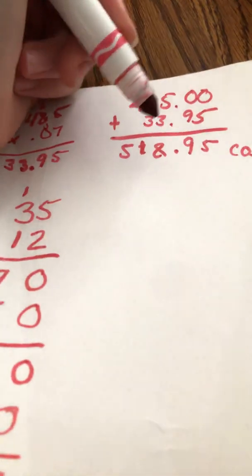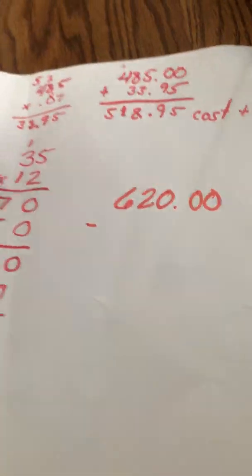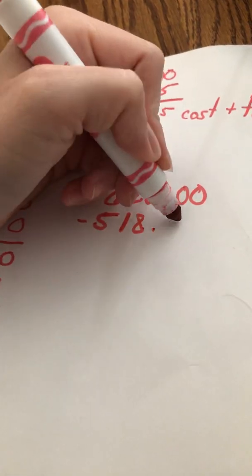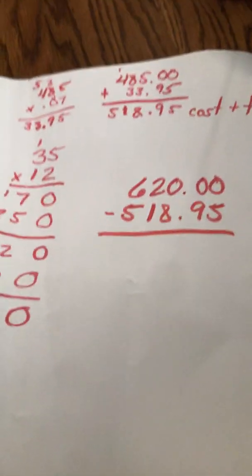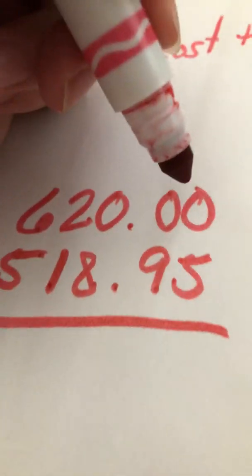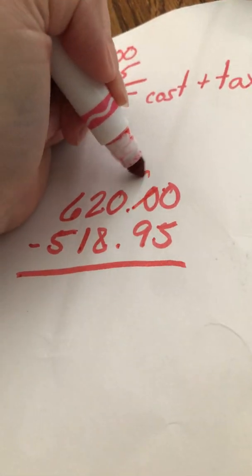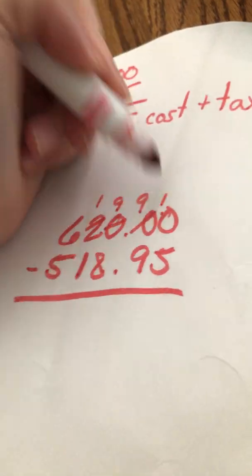And then we need to subtract the total cost and tax to see how much of that was interest. So 620.00, take away $518.95. So we can't do 0 minus 5, so we borrow, turning this to a 9, turning that to a 9, turning that to a 1, turning that to a 10.